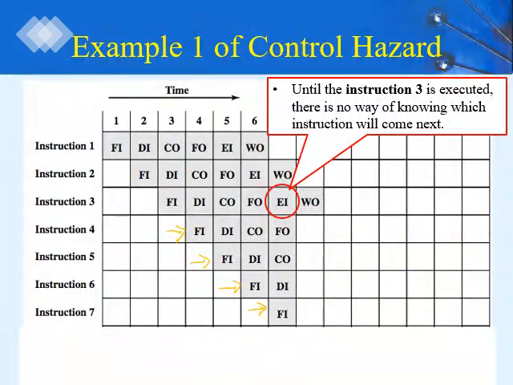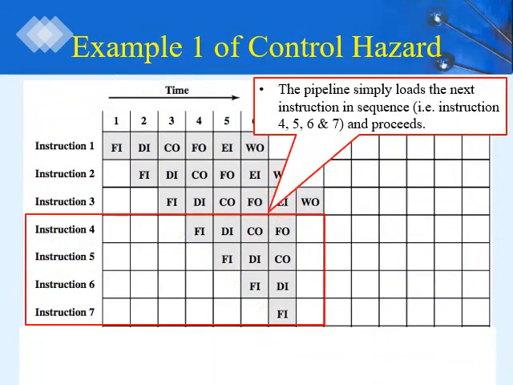We know branching is happening when we execute. Until instruction 3 is executed, there is no way we know that we should go to instruction 5 instead of instruction 4. So before we arrive at EI, pipeline happens normally. All fetch instruction comes in, DI comes in, CO comes in. So the pipeline just simply loads the next instruction in sequence and proceeds as usual.